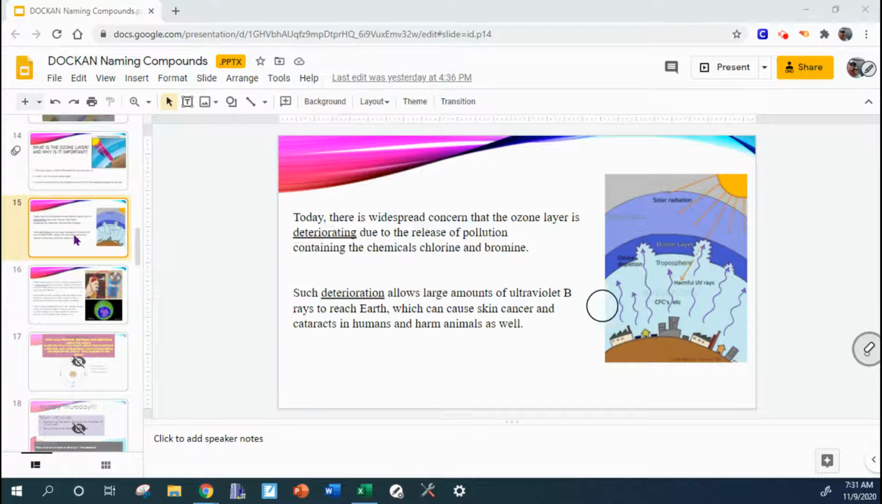Today, there is widespread concern that the ozone layer is deteriorating due to the release of pollution containing the chemicals chlorine and bromine. Such deterioration allows large amounts of UVB rays to reach Earth, which can cause skin cancer and cataracts in humans, as well as harm animals.